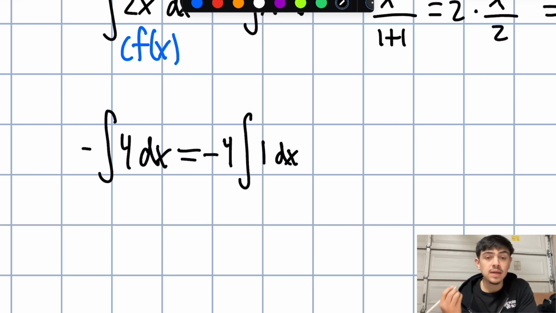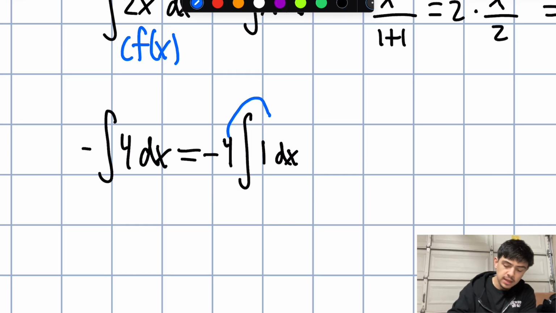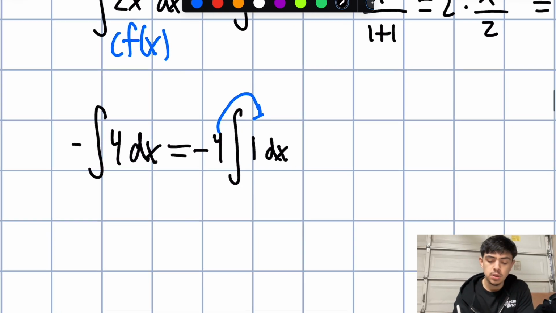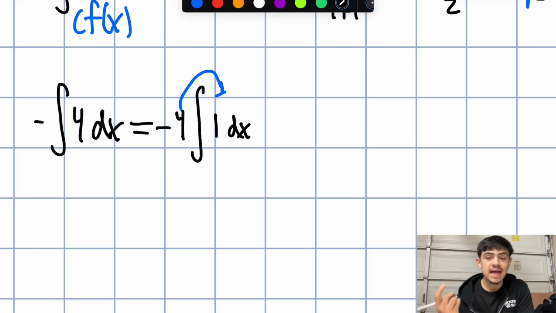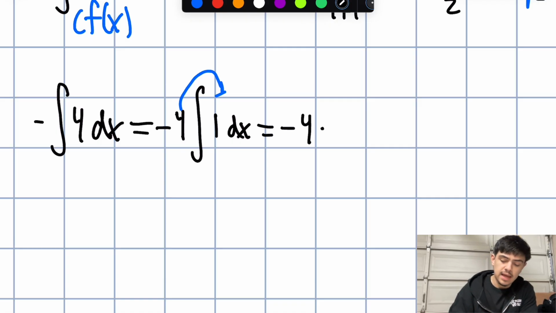It's not going to be 0, that doesn't make any sense. We're pulling out the 4 because if we were to multiply this 4 back in, we'd end up with this again, right? 4 times 1 is 4, meaning that we did this right. So now, if we just have 1, the antiderivative of 1 is always going to be x, just x, leaving us with negative 4 times x, or just negative 4x.